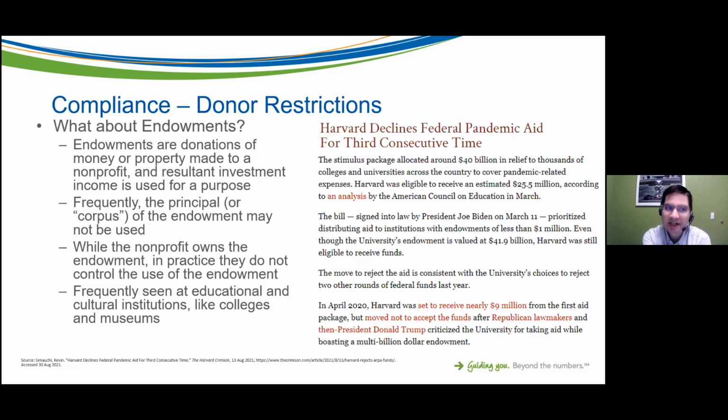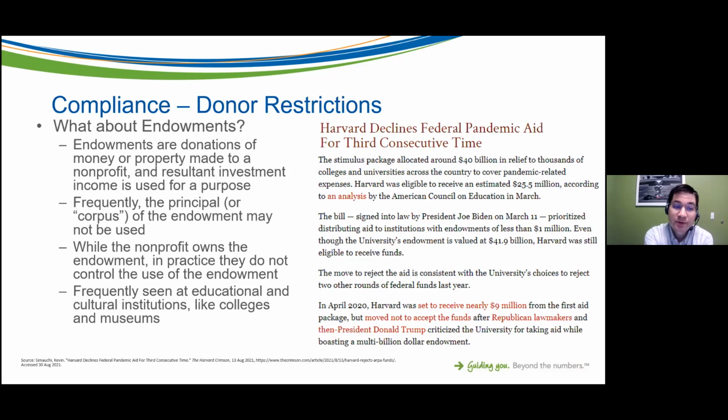So let's talk about endowments. Endowments are donations of money or property made to a nonprofit, and the resultant investment income is used for a purpose. Frequently, the principal, also known as the corpus of the endowment, may not be used. It's not all of them, but it's frequent.